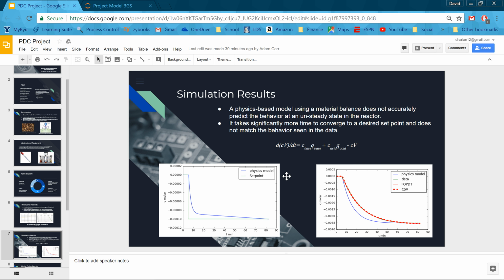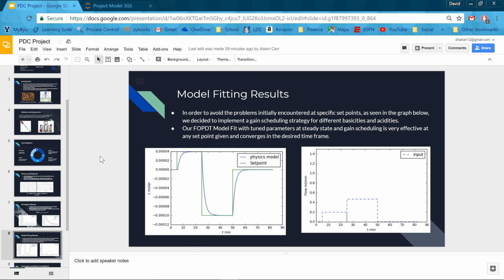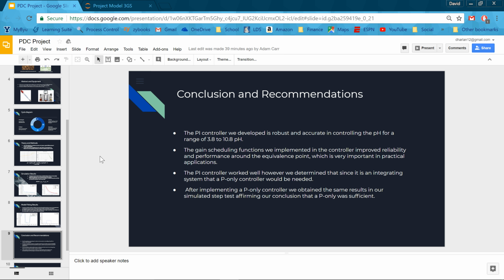Here's just our physics-based FOPDT and graphical methods to get our initial tuning parameters. And the pH range was actually between 3.8 and 10.8, which was a wider range than the BioFlow 320 reactor, which was between about 5 and 10. And this was due in large part to the gain scheduling functions which we implemented, and also the output manipulation around the equivalence point that we did to have it not overshoot the pH when it got close to that slope of infinity.